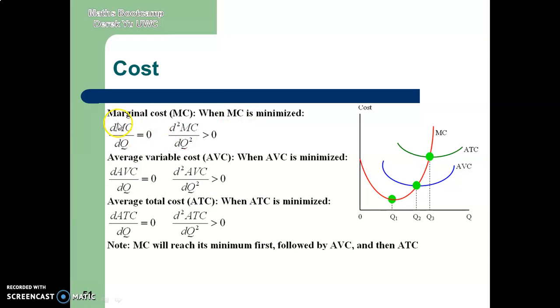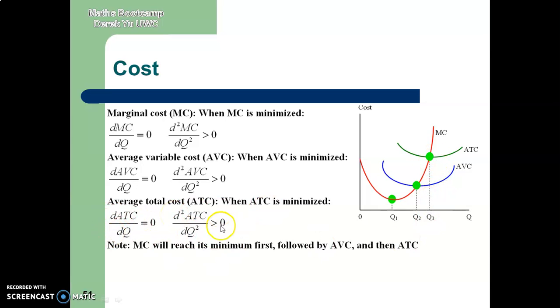When marginal cost is minimized, the first order derivative of marginal cost, which is the slope, is 0. And then the second order derivative of marginal cost, which gives you information on the shape, is positive, the happy face, happy smile, convex, so minimum turning point. And then when average variable cost is minimized, you must first derive the average variable cost equation, which is total variable cost divided by quantity. Okay, when AVC is minimized, first order derivative 0, second order derivative positive.